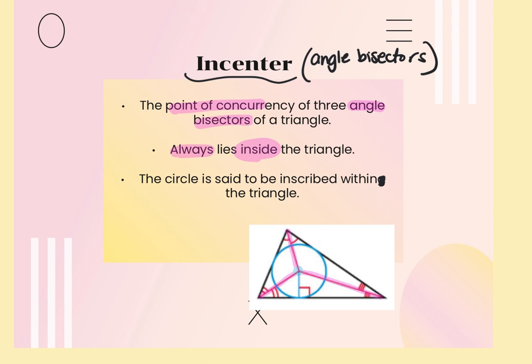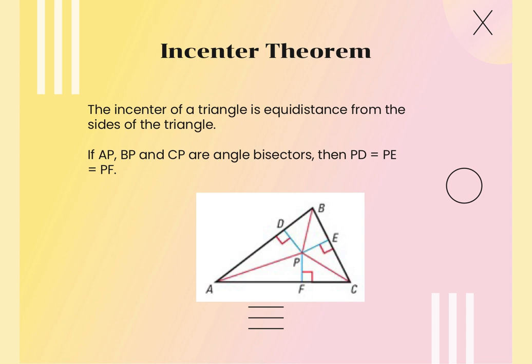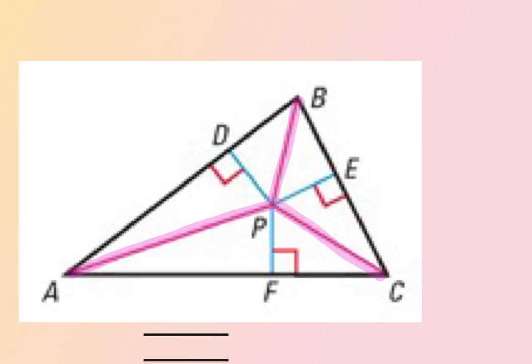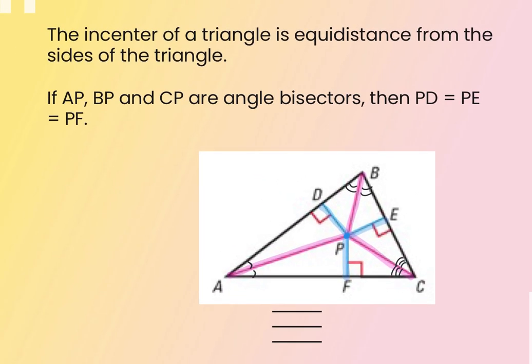Just like with the perpendicular bisectors, there's a theorem that goes along with this, and it's called the incenter theorem. It says the incenter of the triangle is equidistant from the sides of the triangle. So this time, my angle bisectors, which are in red here, come from the angles. These meet at a point that's called the incenter, so P is the incenter. And from the incenter to the sides, where you have the right angle marks, the distances are all congruent. So in this diagram, PD equals PE equals PF.